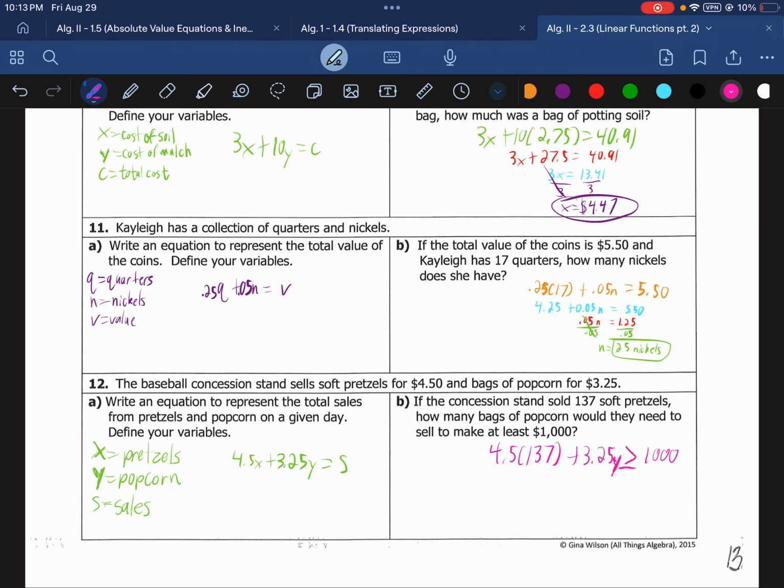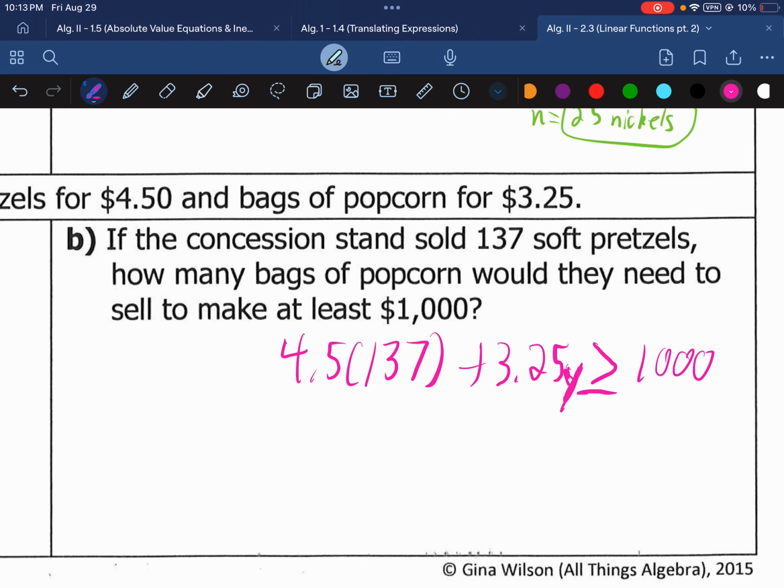Now, if you did equals, I'll tell you what you could do at the end to still have the right answer worded the right way. So don't fret if you put equals here as well, or instead. So 4.5 times 137 pretzels means they made $616.50 off pretzels, which, holy cow, is a lot of money off pretzels. Let's see, I wrote equals. Need to stay consistent there.